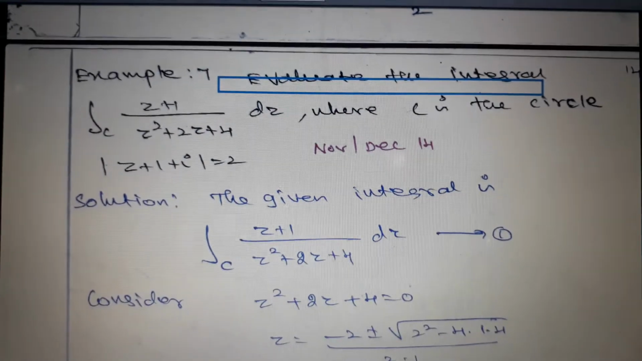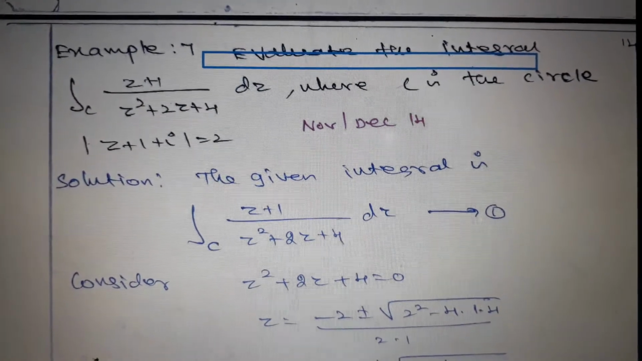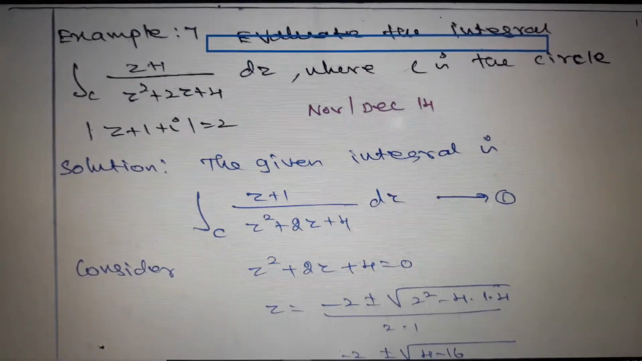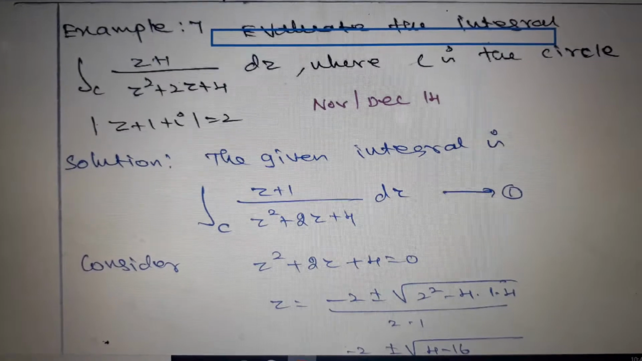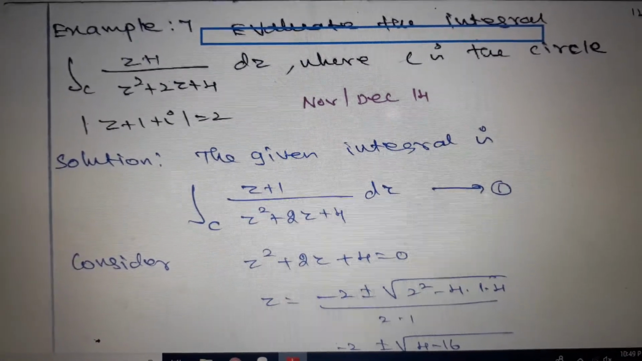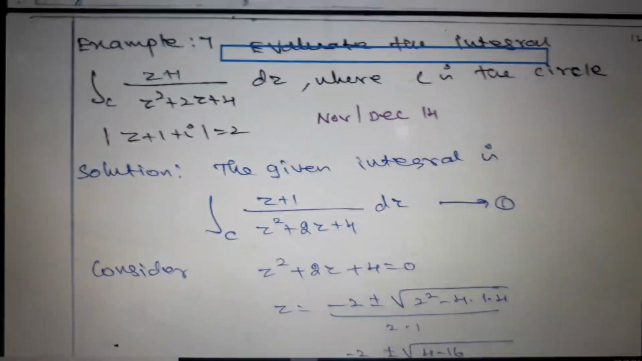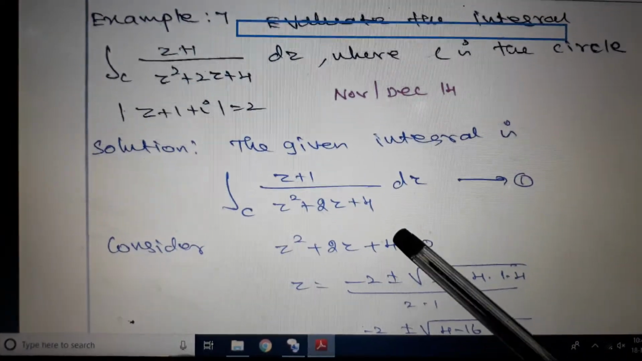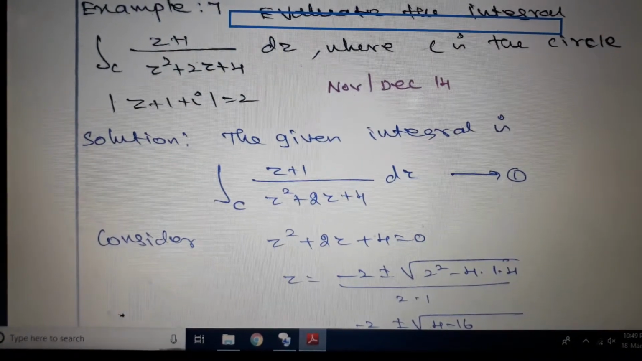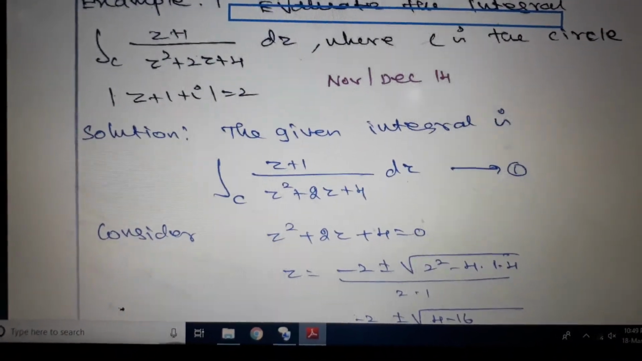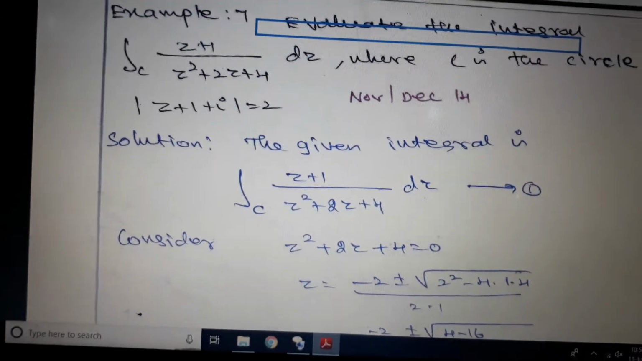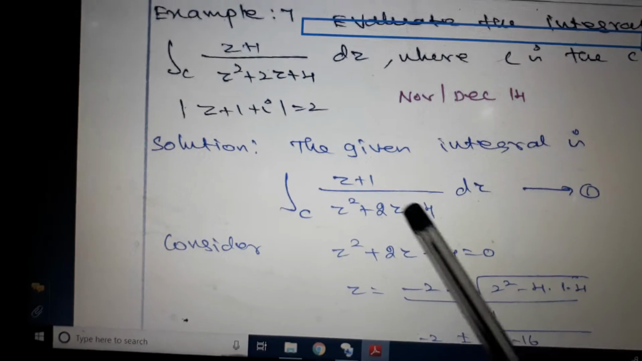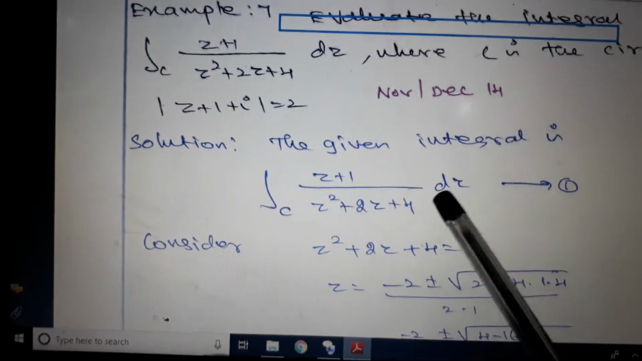Okay, next problem. Evaluate the integral over C of (z plus 1) by (z square plus 2z plus 4) dz, where C is the circle modulus of z plus 1 plus i equal to 2. See, our actual structure is in numerator some function of z, denominator is z minus a. In the previous two problems we had the denominator in factorized form, that is (z minus 2)(z minus 3) and (z minus 1)(z minus 2) whole square. But here in the denominator I have a quadratic form. First I have to factorize this.